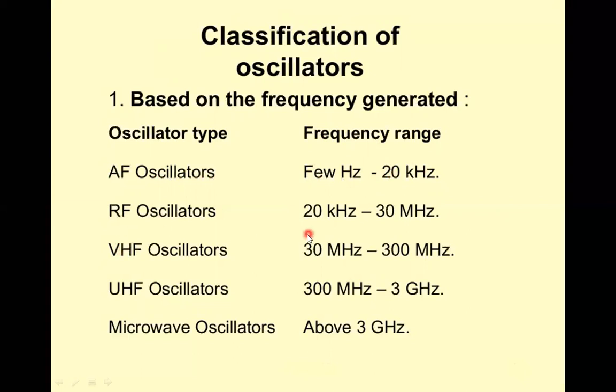Radio frequency oscillators are in the range of frequencies 20 kilohertz to 30 megahertz. Very high frequency oscillators are 30 megahertz to 300 megahertz. And ultra high frequency oscillators produce a range from 300 megahertz to 3 gigahertz. Lastly, microwave oscillators are above the frequency of 3 gigahertz.